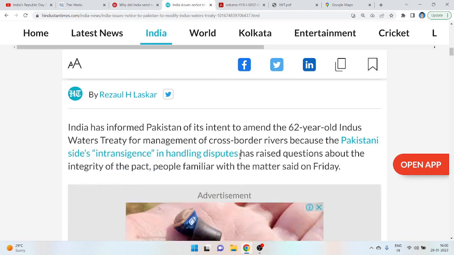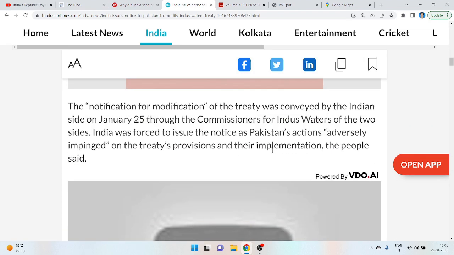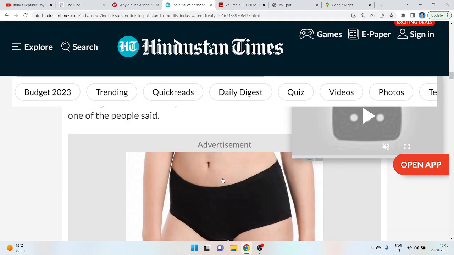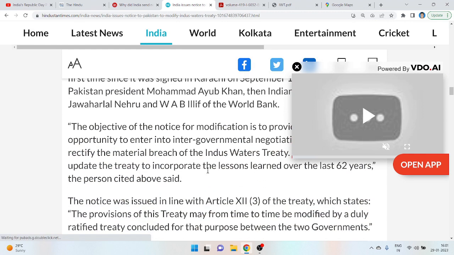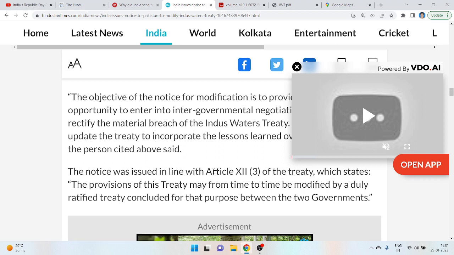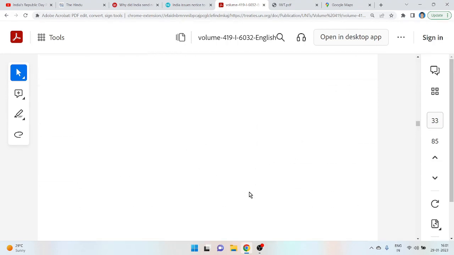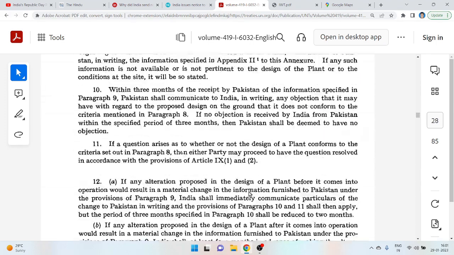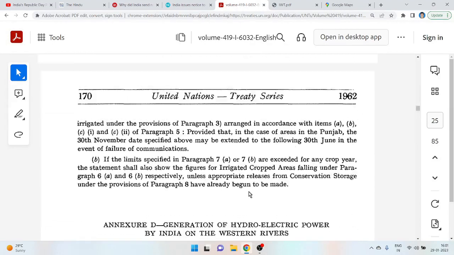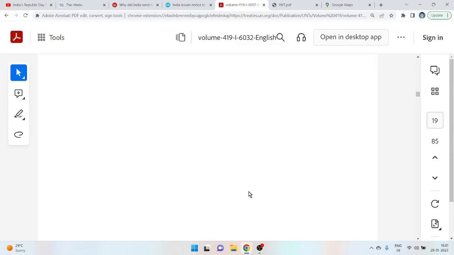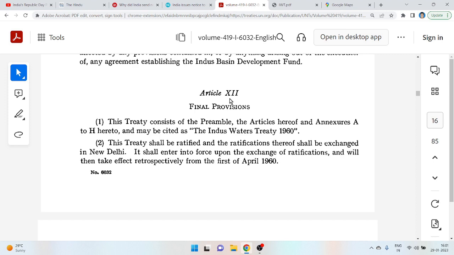Here they have written a very important thing. Look, here the notice was issued in line with Article 12.3 of this treaty, which states the provisions of this treaty may from time to time be modified. So come to Article 12.3. Where is Article 12? Here is Article 12.